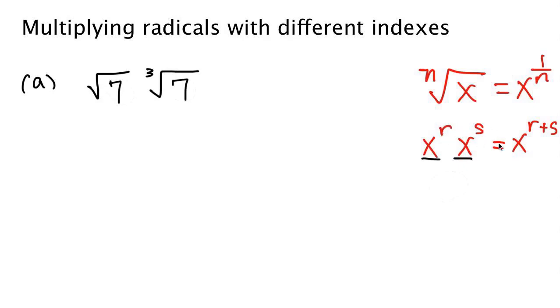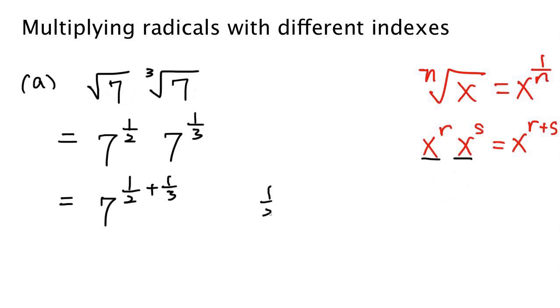exponents, then get a single exponent. So let's work this out. Square root of 7 is 7 to the 1/2. Cube root of 7 is 7 to the 1/3. We just used the first property. Now we are going to use the second property. Then this equals 7 to the 1/2 plus 1/3.